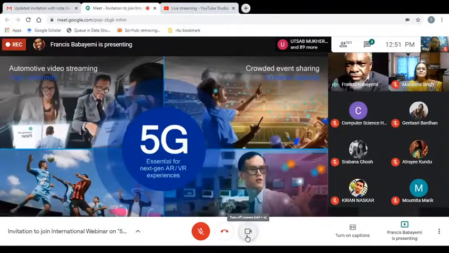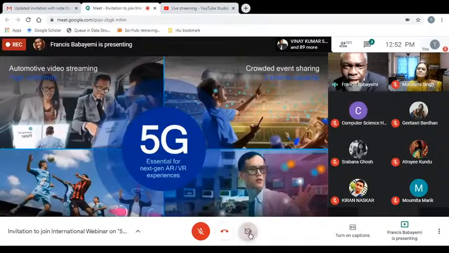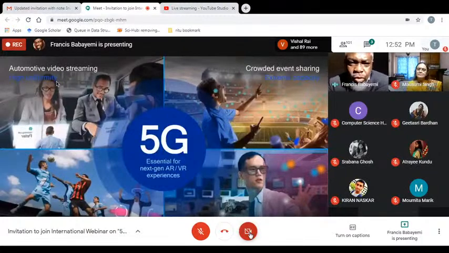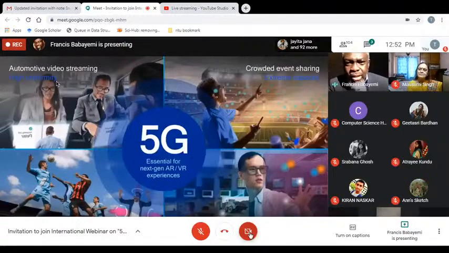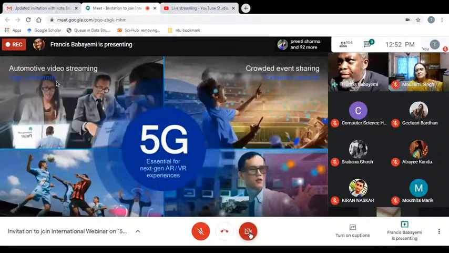So for example, if I can highlight on here, you probably will see automated video streaming. In that respect, we're talking about every user within that space having a consistent experience. If you imagine you had 3D imaging or some kind of high video streaming, everybody, no matter what the device is, will have the same experience. This is some of the things that 5G will enable. So it's empowering new user experience.